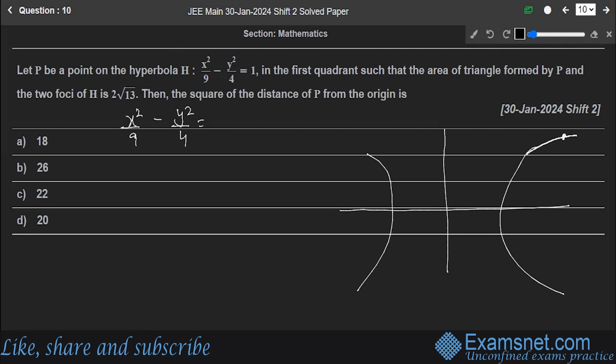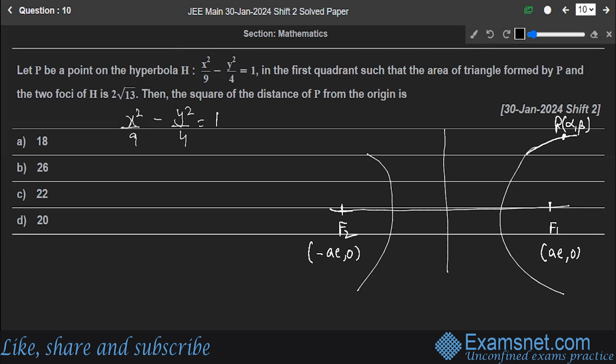Like, let's say it here. So this is your point P, which is having the coordinates alpha and beta. And these are the two foci. This is, let's say, F1 and let's say F2. You know, the foci is (AE, 0). This is (-AE, 0). And what is A in this case?